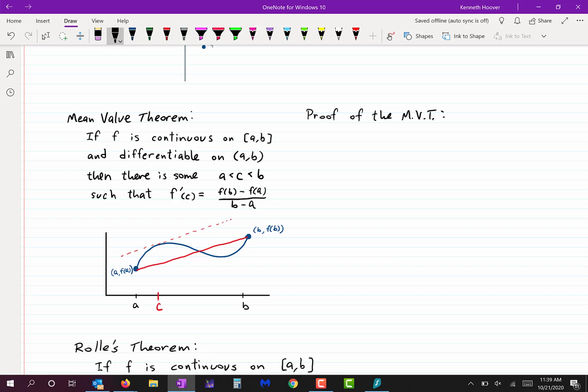Okay. So what you do is you define g by g of x equals f of x minus this number, f of b minus f of a over b minus a, times x. Because f is continuous on the closed interval from a to b, then g is continuous on the closed interval from a to b.